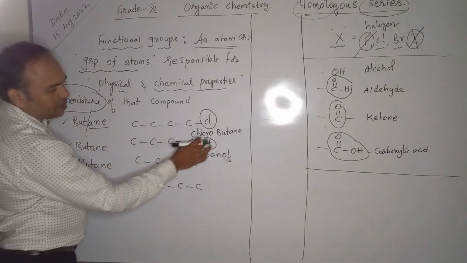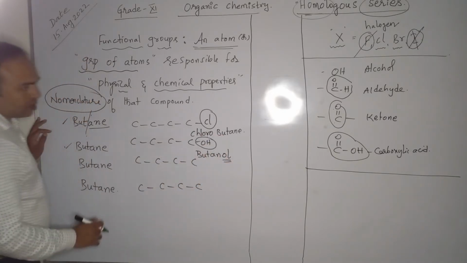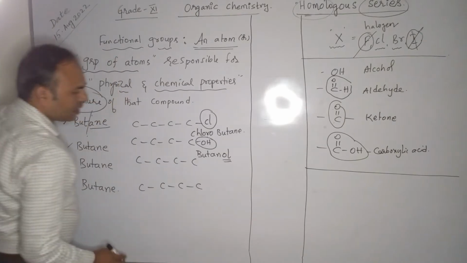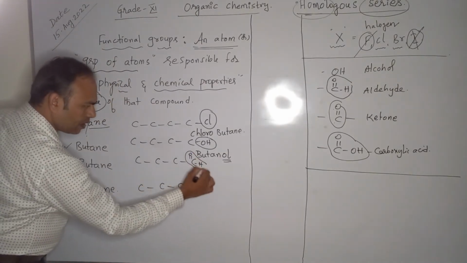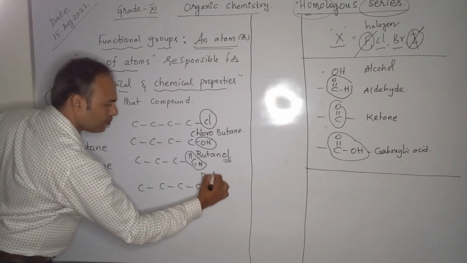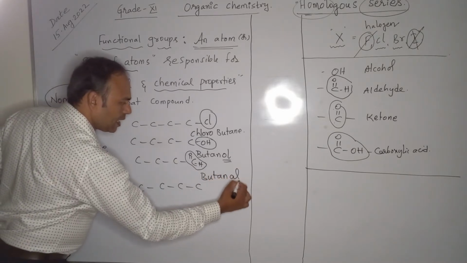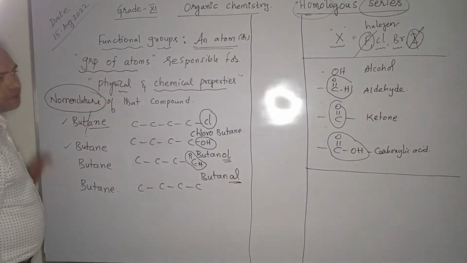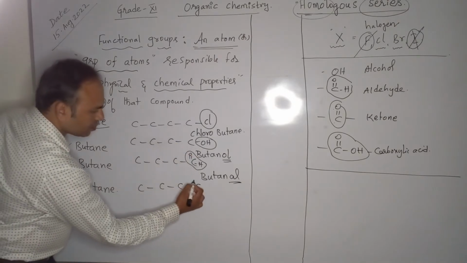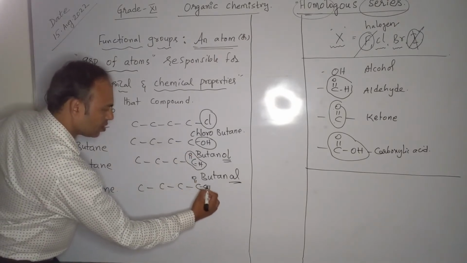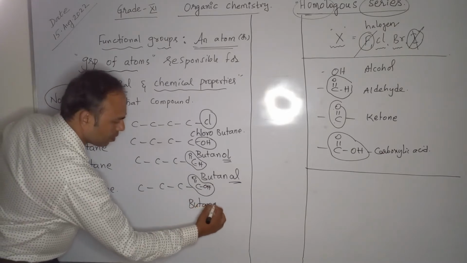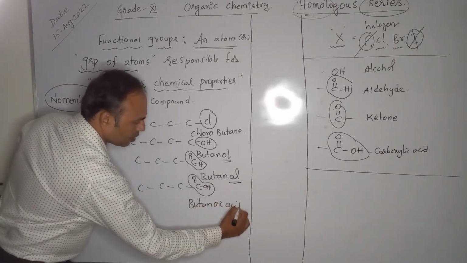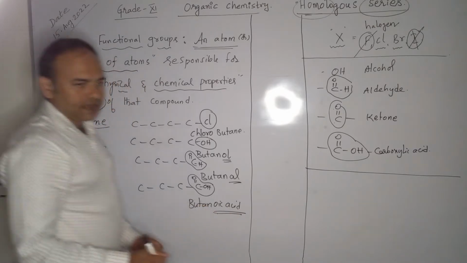But now the difference is chlorobutane and now butanol. Take aldehyde. So C double bond O dash H, aldehyde. Now it will become butanal because it is an aldehyde, and COOH, carboxylic acid. Now it will become butanoic acid. So once again I'll explain.